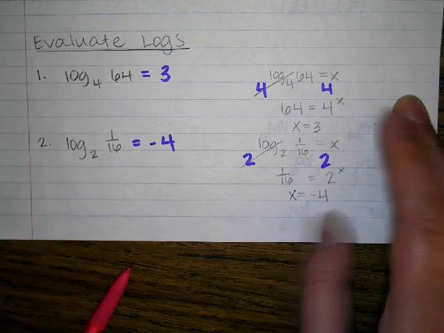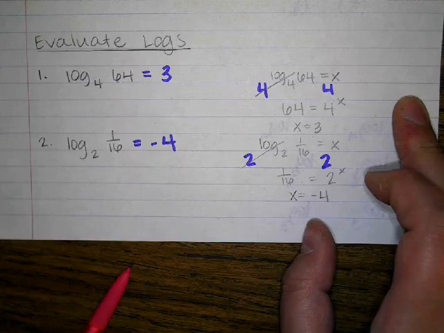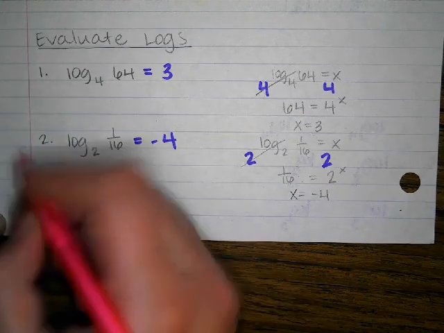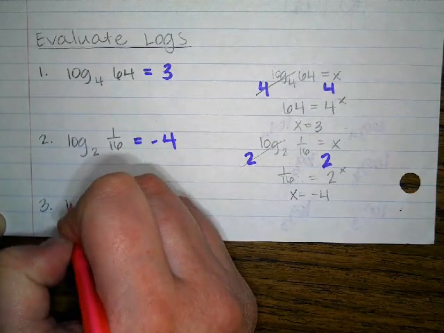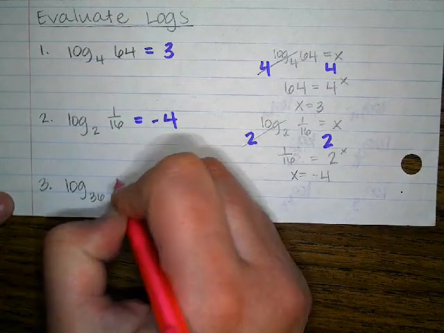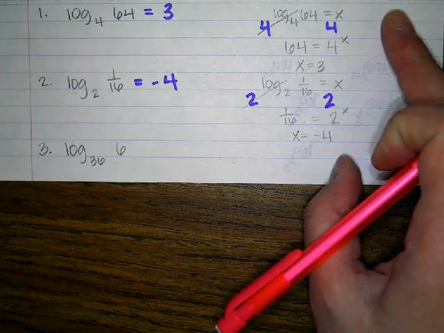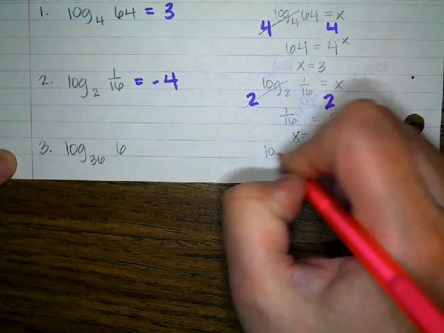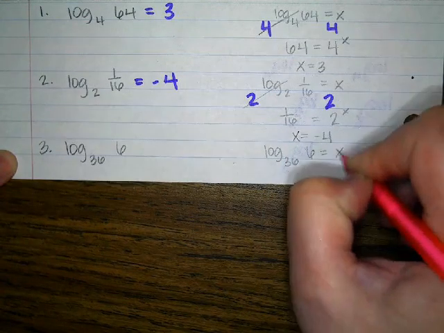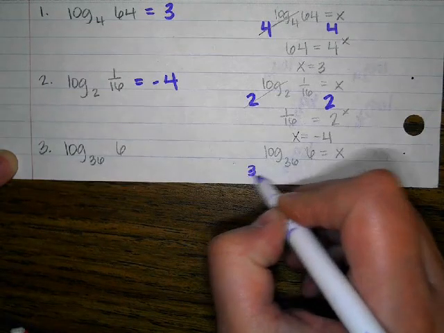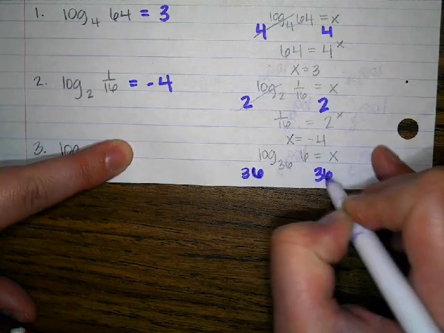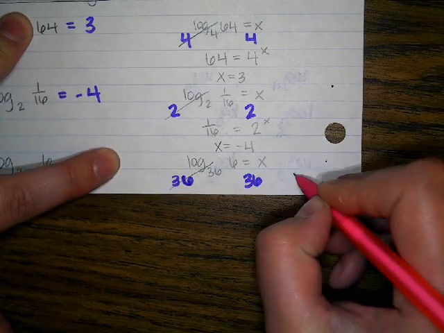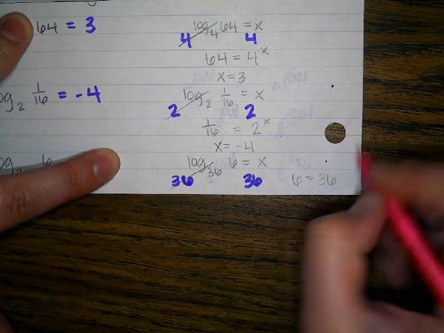Okay, let's try this one. This one takes us back to Math 2 if your teacher taught it to you. I'm not sure if they did. Log base 36 of 6 equals what? So we're going to say log base 36 of 6 equals x. Base of 36, base of 36, so 6 equals 36 to what exponent? How do you get from 36 to 6?